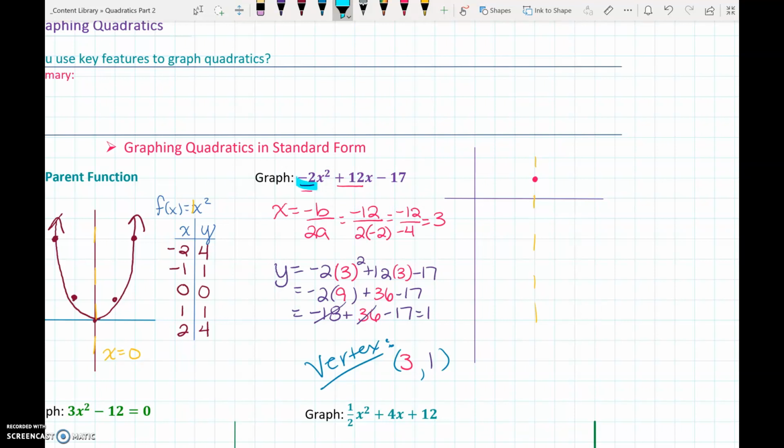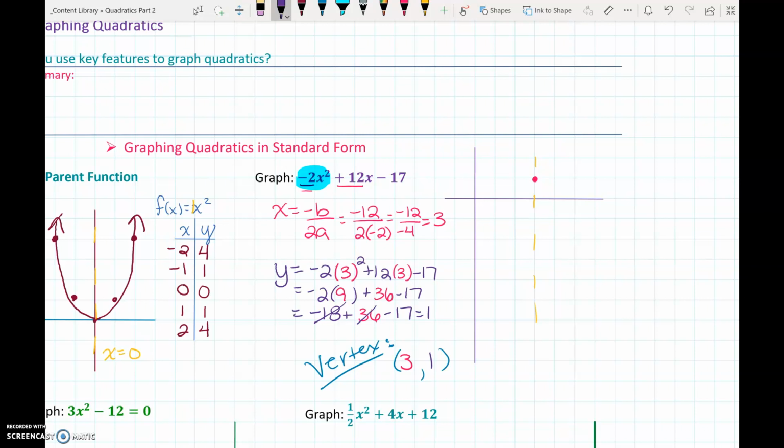To get a couple more points, it's all about this leading term, that negative 2x squared. I'm doing it in my mind, but I'm really setting up a little table. Always put your cursor or your pencil on your vertex. From my vertex, if I move over 1 x unit, I'm plugging in 1 for x.